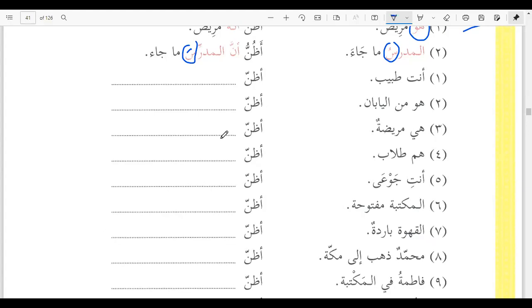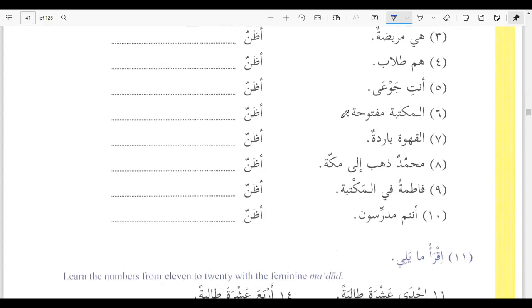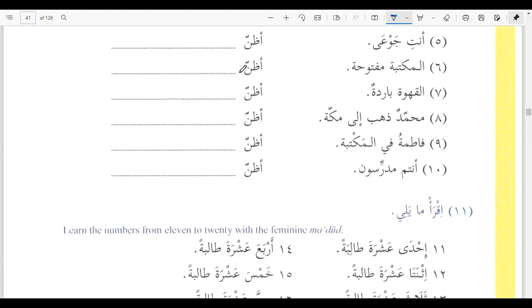Okay. Number four. Hum tullabun, they are students. Adhunnu annahum tullabun, I think they are students. Number five. Anti jawa, you are hungry. Adhunnu annaki jawa, I think you are hungry.